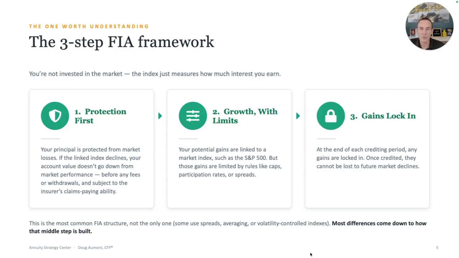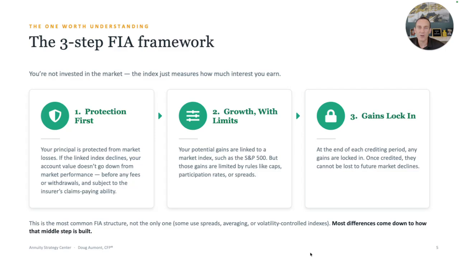The second one, growth with limits. This is where it can get complicated, and this is where different products will have different crediting methodologies used. And so this is where it makes it harder to do an easy side-by-side comparison between one fixed index annuity and another, because you want to make sure that you're looking at the crediting methods, the indexes that are used, etc., because that's going to determine how your account value is going to grow. Remember, you're growing with upside potential, but you're not getting the full upside of the stock market.